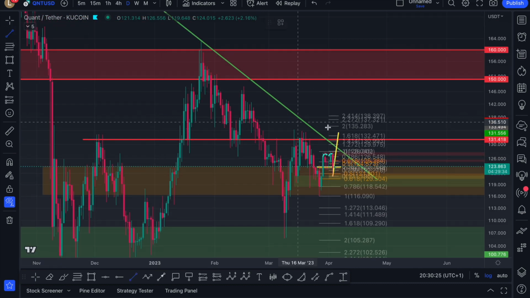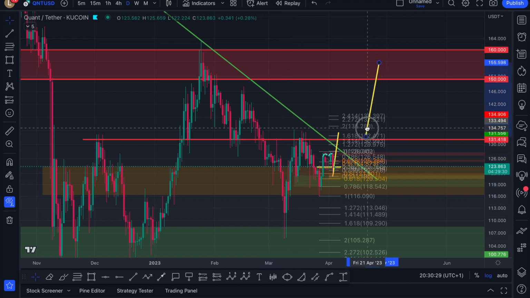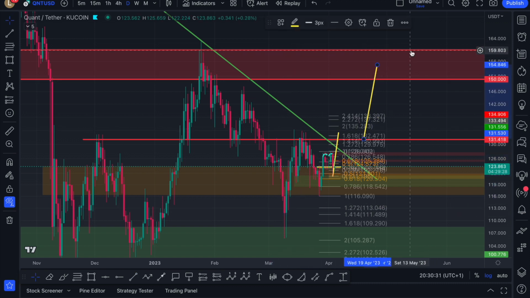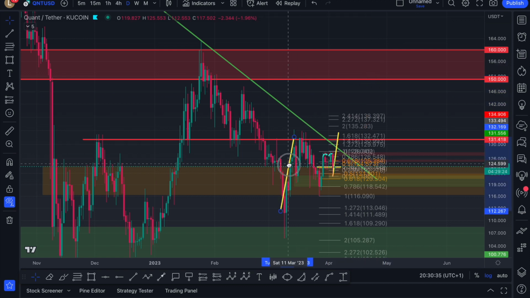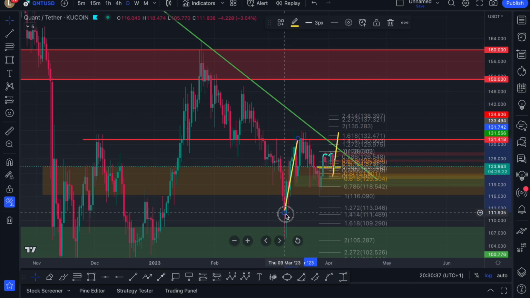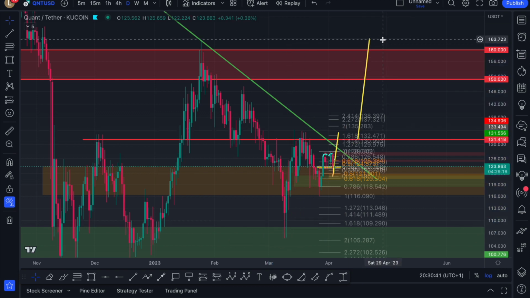And so what I would look for once we break above this is a push back up to our range high, which is in between $150 and $160. This would be our conservative target, 155, but a more aggressive target, I think it would just be back at the top, wouldn't it? Yeah, pretty much exactly in line, $163.